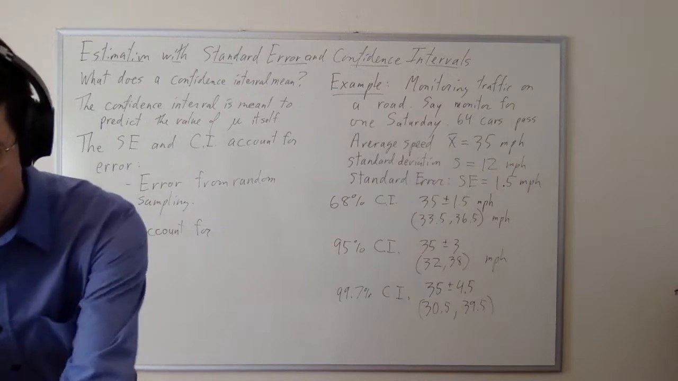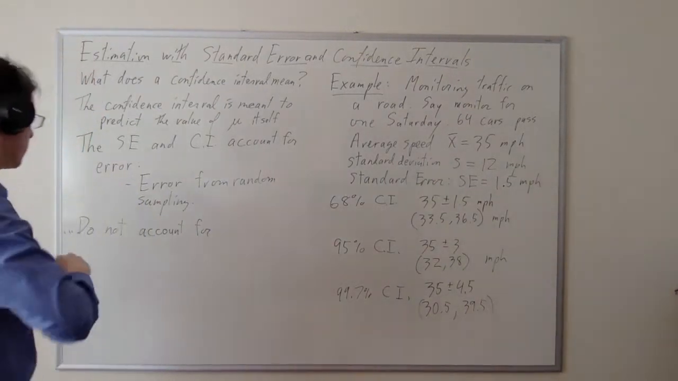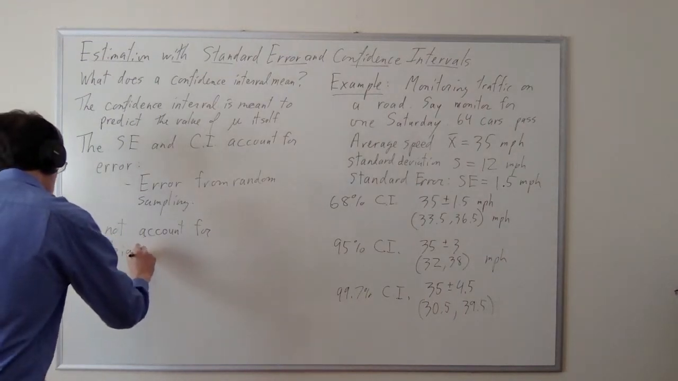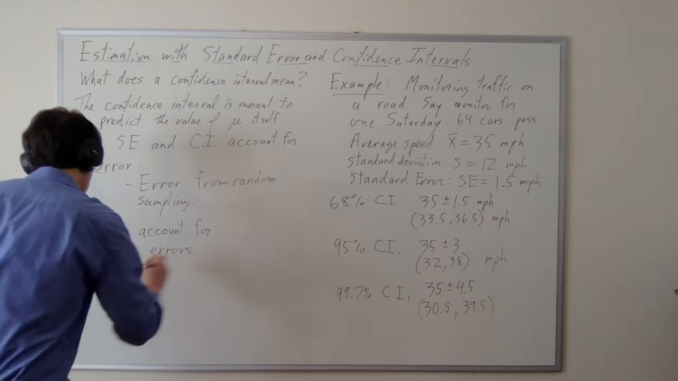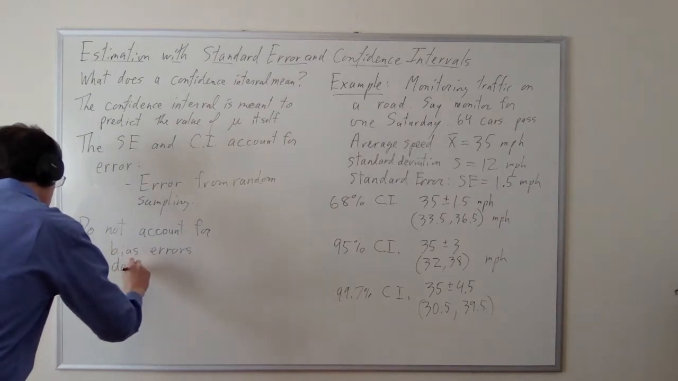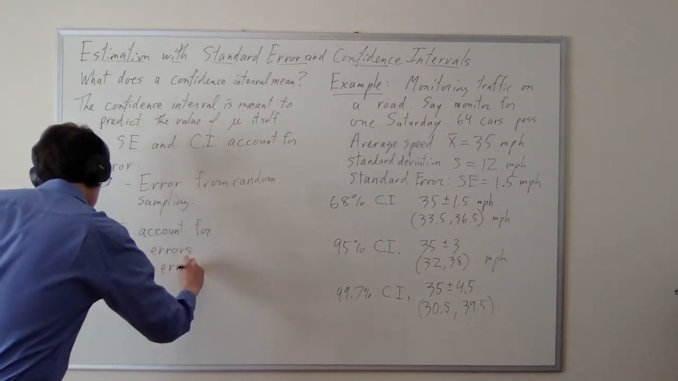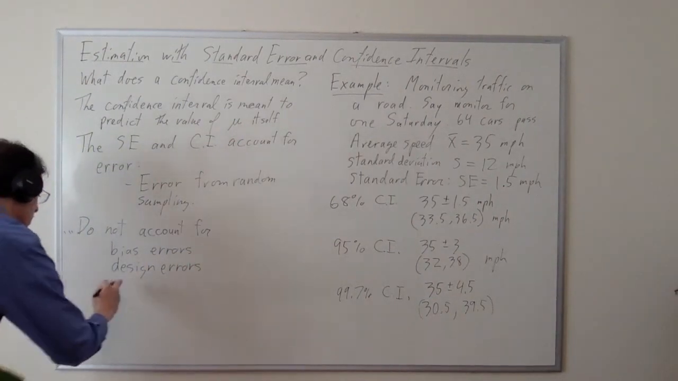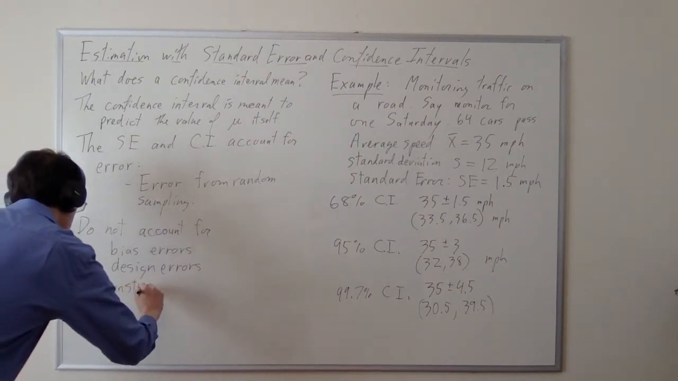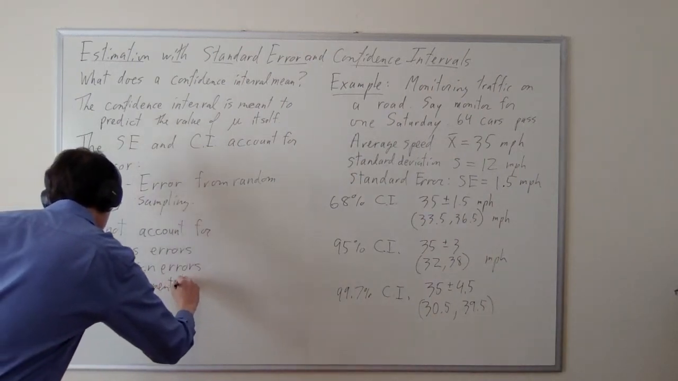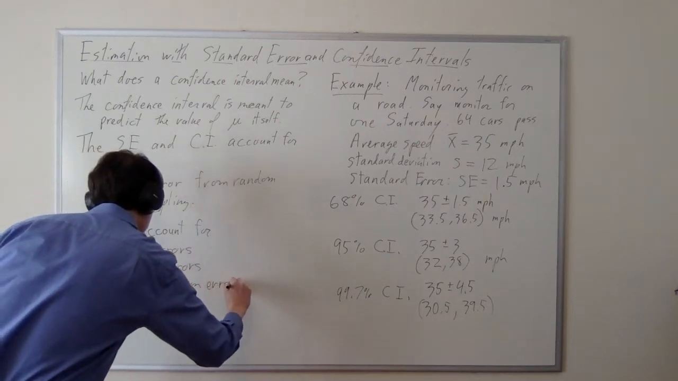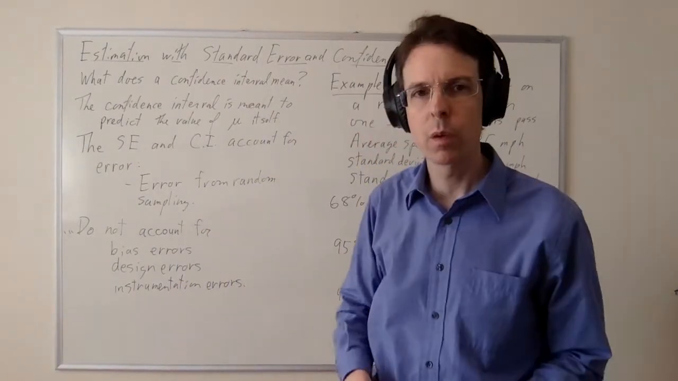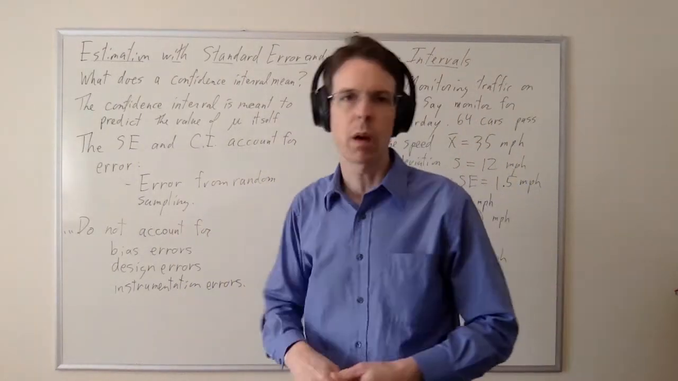errors caused by the method of statistics, and they do not account for errors caused by bias. So they don't account for bias errors, and they don't account for design errors. They don't account for instrumentation errors. So let's talk about what those might be. So in the context of this monitoring the road example, what would a bias error be?